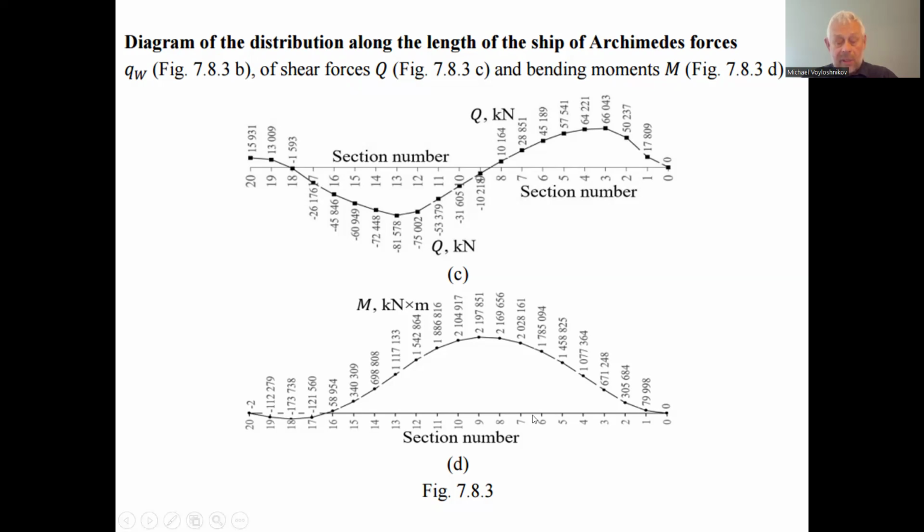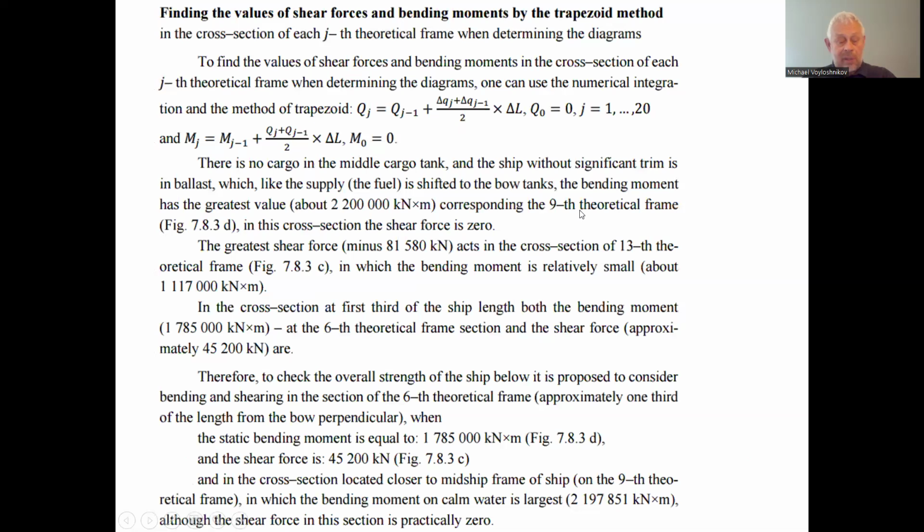For the 6th theoretical frame, this is the magnitude of the bending moment, and in the same 6th theoretical frame the shearing force is appropriately not so small, 45,189 kilonewton. So this could be the critical, dangerous section for consideration, considering the strength of the ship hull. Therefore, the check of overall strength of the ship is proposed to consider bending and shearing on the section of the 6th theoretical frame, not in the middle.